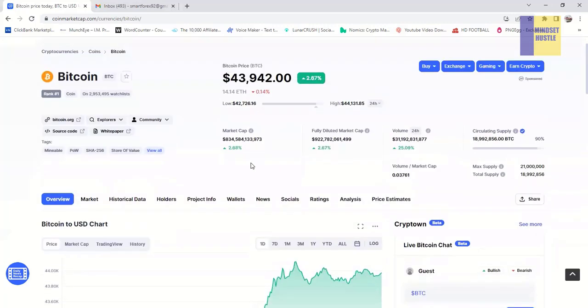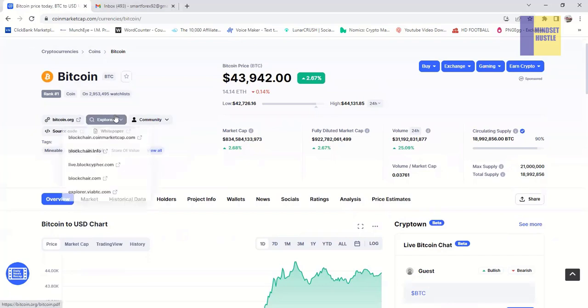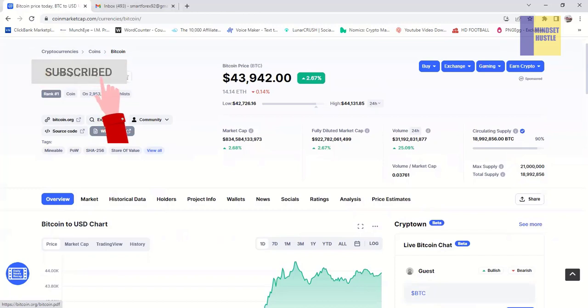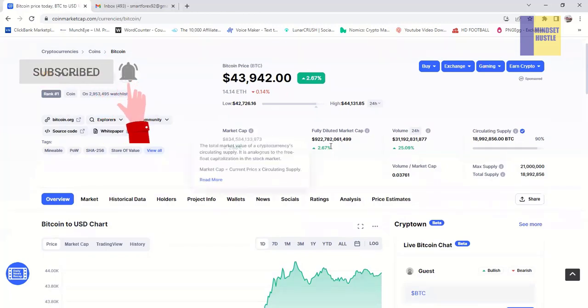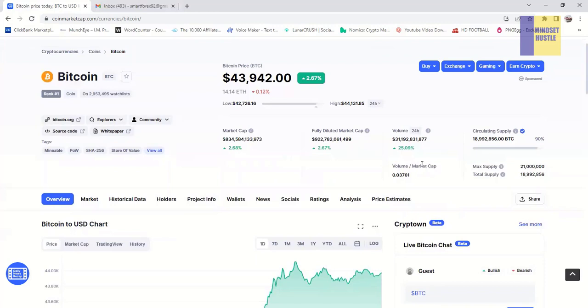When you scroll down, you can see the website of Bitcoin. You can see the communities, that is Reddit, and bitcointalk.org. If they have a Telegram page, you see all those things here. This is the white paper. You can read the white paper, which details what the project is all about.